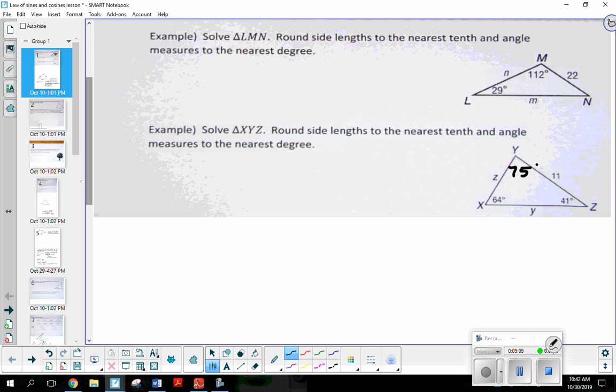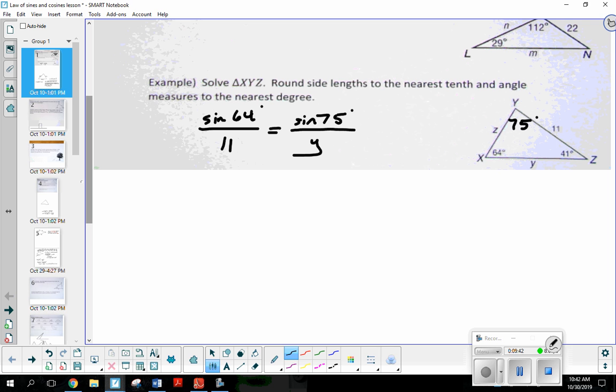Now I can use the law of sines because I start the problem having a pair. I've got not only an angle measure, but I have the side length directly opposite that. So I'm going to start off by saying sine of 64 degrees over 11 equals, and what should we solve for first? Y or Z? Y. Okay, let's go for Y. So if I want Y, then I'm going to have to use 75 degrees. Sine of 75 degrees over Y.